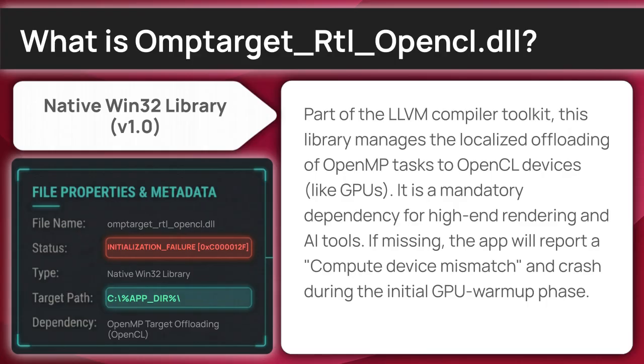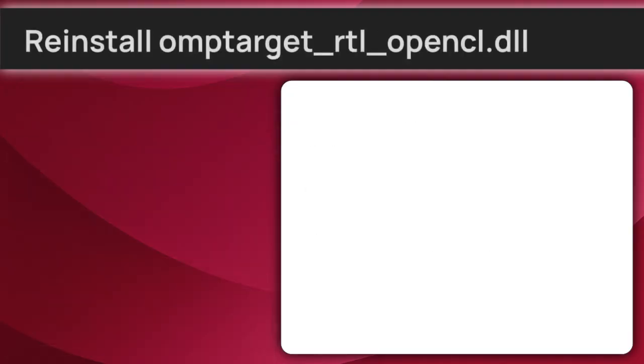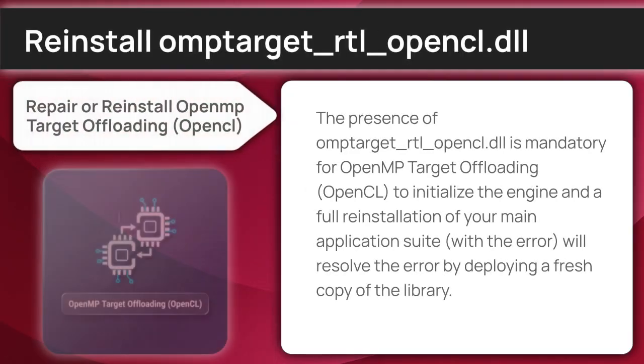With that background out of the way, here is how we actually restore the missing component. The presence of the OpenMP Target Runtime Open Computing Language DLL is mandatory for OpenMP Target Offloading OpenCL to initialize the engine, and a full reinstallation of your main application suite with the error will resolve the error by deploying a fresh copy of the library.